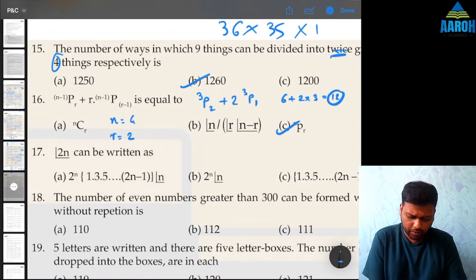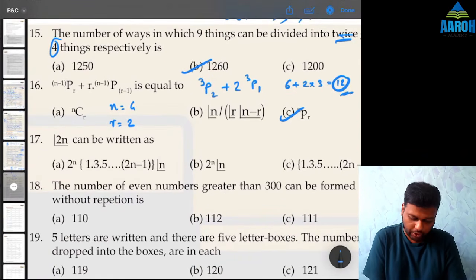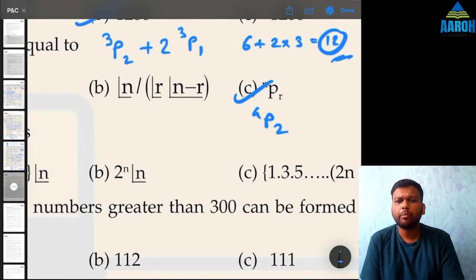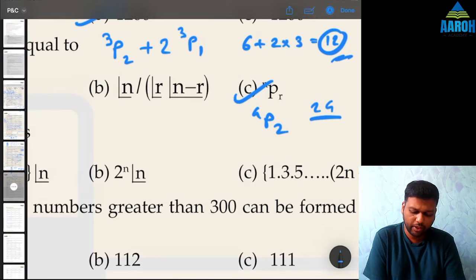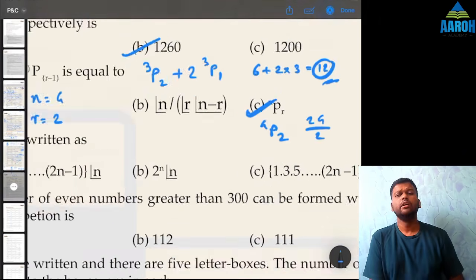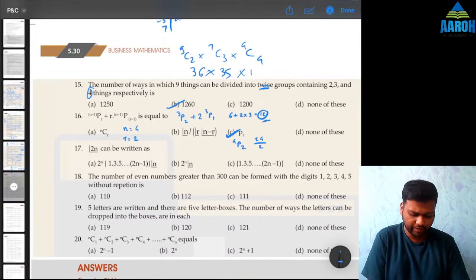Okay, so if you go by options, now you need 12, right? So if you check option C directly, you have 4P2. 4P2 is what? 4 factorial, 24 by 2 factorial 2, that is 12. So it is matching. So option C is the correct answer. So if you know the formula, you'll get it in 1 second. If you don't know the formula, it will take maybe 40-50 seconds.